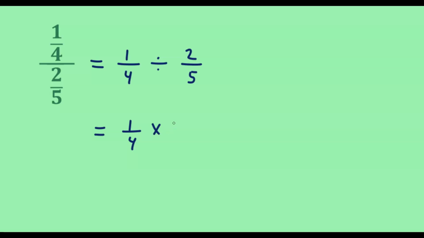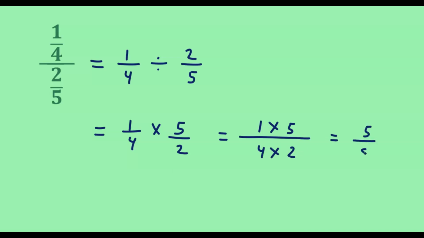And what is the reciprocal of 2 over 5? That will be 5 over 2. It is what we obtain on flipping the fraction. It's what we obtain on interchanging the numerator and the denominator. So next, we write the fraction line. In the numerator, we multiply the numerators of the original two fractions, and in the denominator, we multiply the denominators of the original two fractions. So we have 1 times 5, which is 5, divided by 4 times 2, which is 8, and so this is our required answer. 1 over 4 divided by 2 over 5 is equal to 5 over 8.